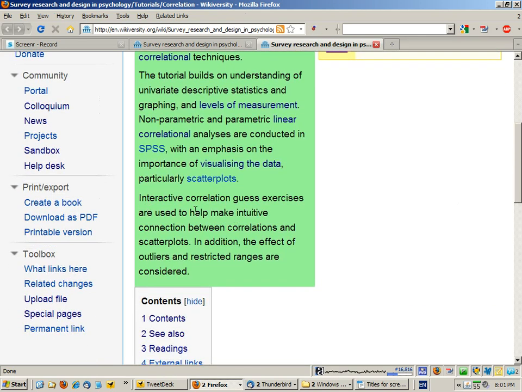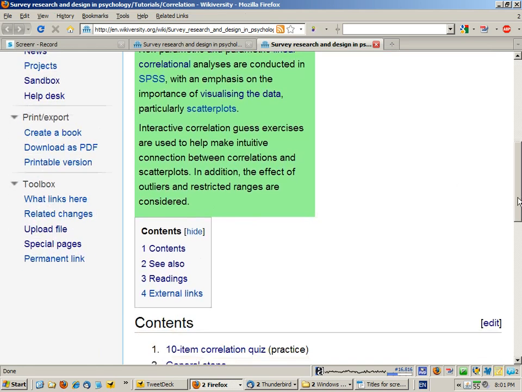This tutorial also involves interactive correlation guess exercises for scatter plots to help you make an intuitive connection between what you see in a scatter plot and the correlational statistics. And finally, we'll look at the effect of outliers and restricted ranges in correlational analysis.